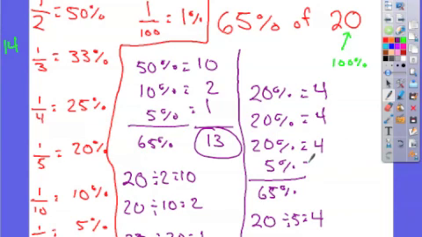Okay, 5% of 20. 5% is 1/20th, and we already figured out that 5% of 20 was just 1. So we have that there. We add them all up. 4, 8, 12, 13. Okay, 13 would be our answer here as well.